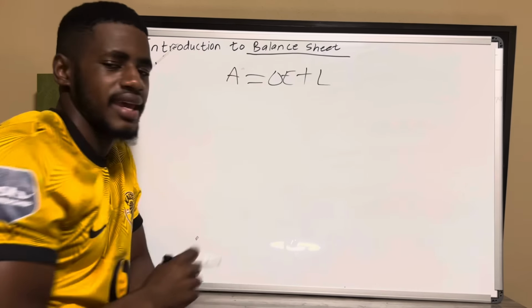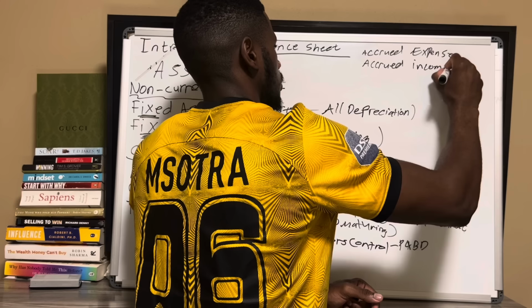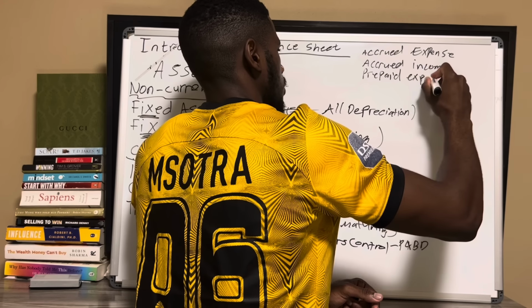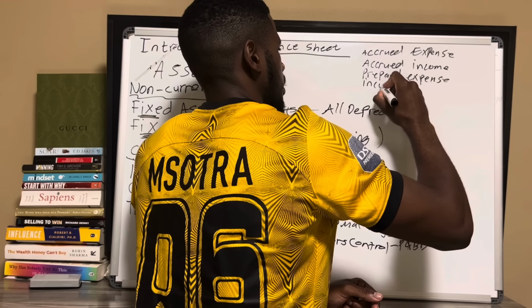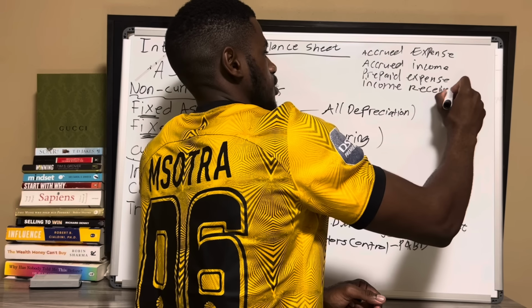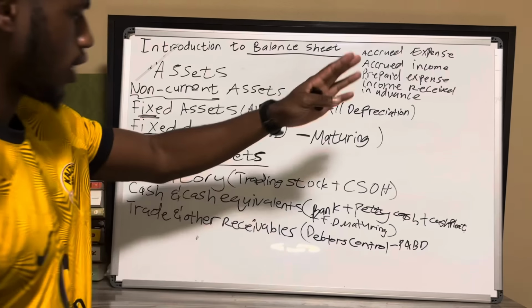Okay. Then there's 4 accounts I want us to talk about before I continue with this. 4 accounts: accrued expense, accrued income, prepaid expense, income received in advance, or deferred income. Income received in advance. So we have these 4 accounts, okay?